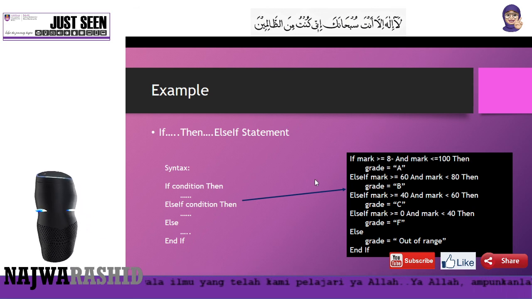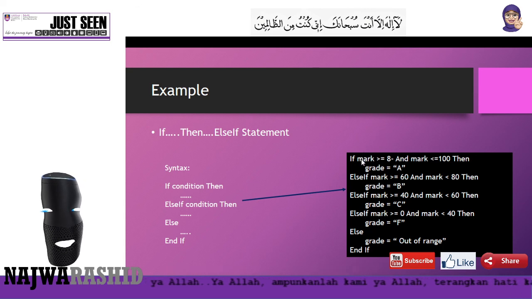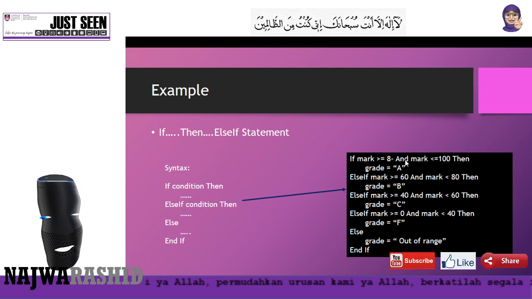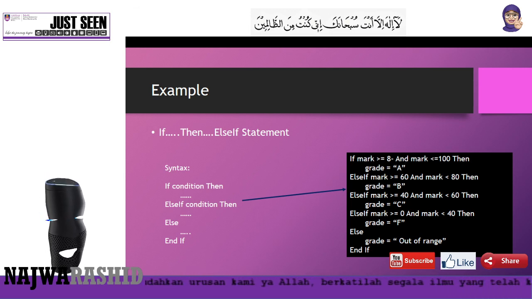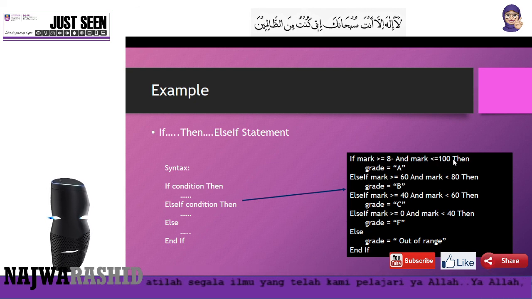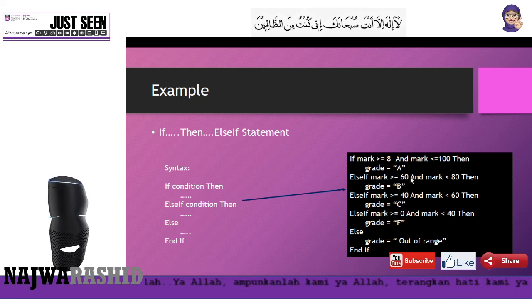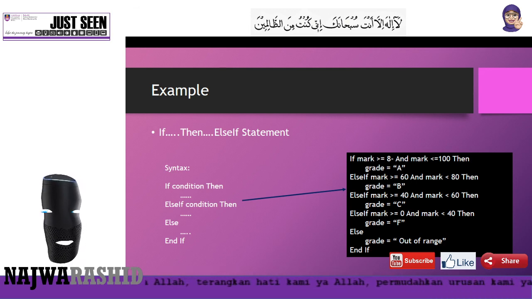Example here, let's say we have grade. So if our mark is greater than or equal to, okay, this one is 80 for example, and we use the logical AND operator, mark is less than or equal to 100, then grade is equal to A. Else if mark is more than 60 and smaller than 80, then the grade is B, and so on.